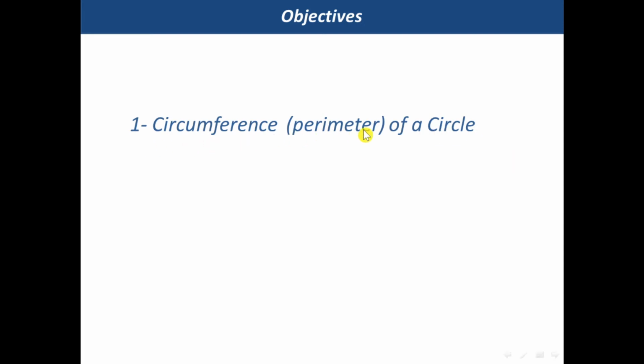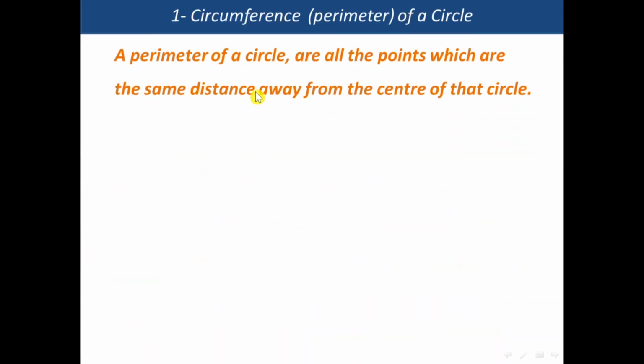Objectives. Number 1: What is the circumference or perimeter? You can say perimeter or circumference of a circle. How can you define this? Number 2: the area of a circle, and exercise 17.3. First, let us know what is the circumference or perimeter of a circle.